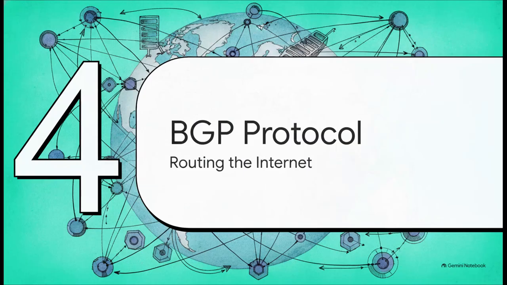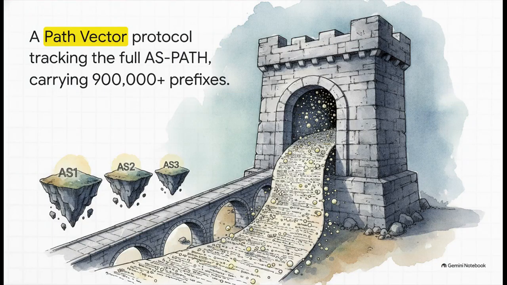Section 4, BGP and routing the internet. Now we're zooming out. BGP, or Border Gateway Protocol, defined in RFC 4271, is a completely different beast. It's what we call a path vector protocol. Instead of tracking hops or bandwidth, it tracks the complete AS path. That's the exact sequence of autonomous systems a route has traversed.